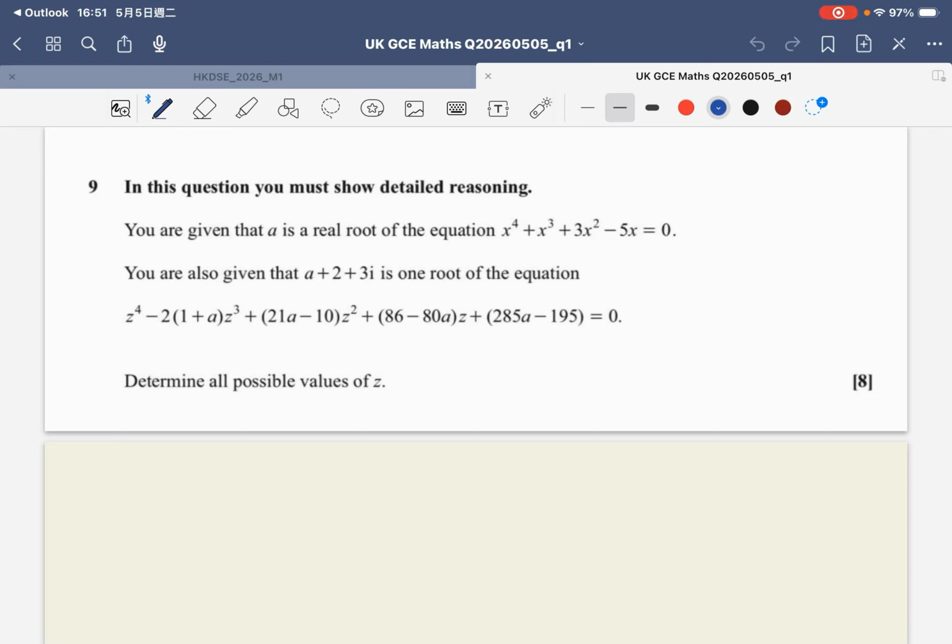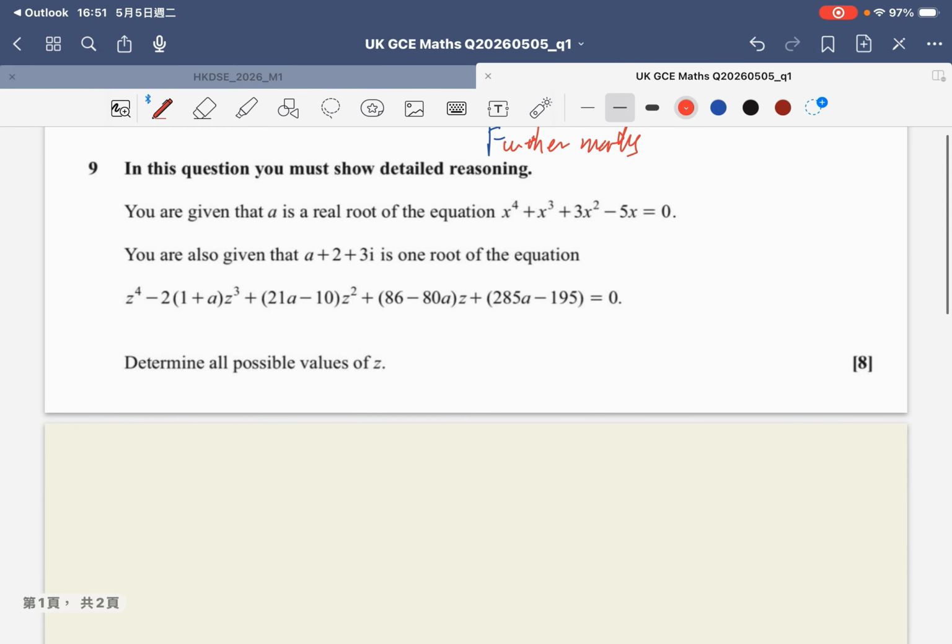This question is from a UK student. He asked me, it is a further maths question. Okay, question 9. I don't have information about the year of this question, but anyway, I hope I can solve this in an appropriate format.